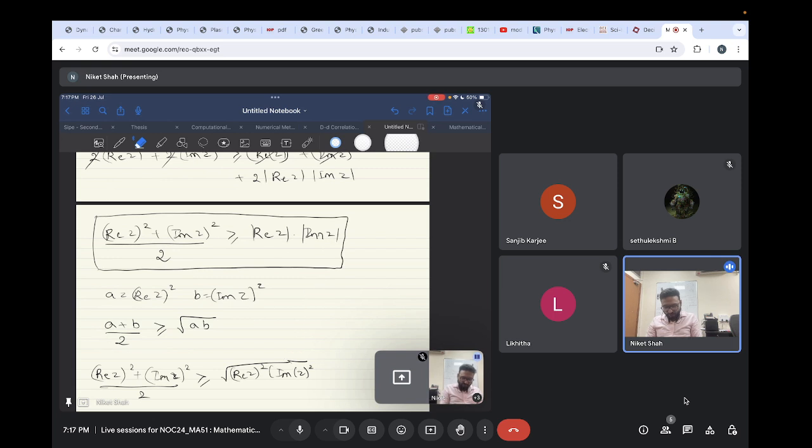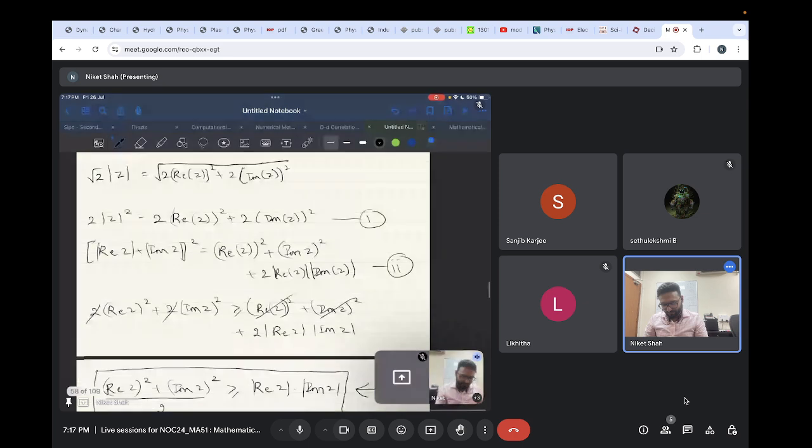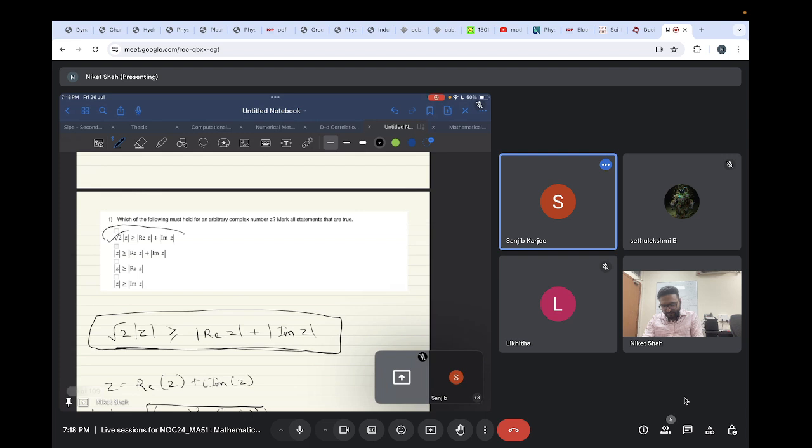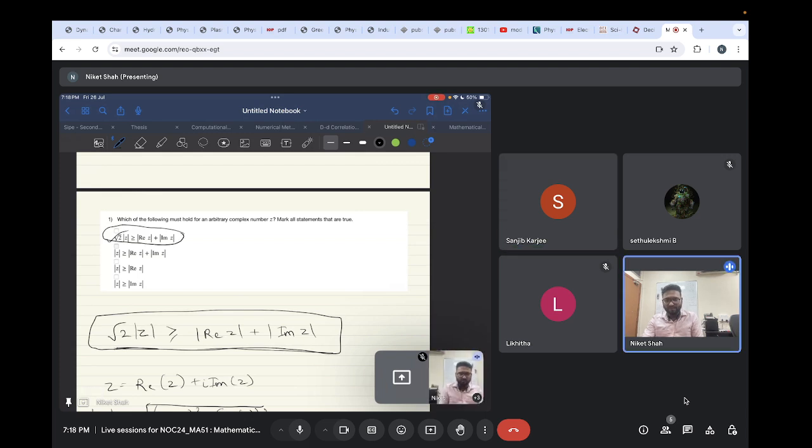So basically what I proved is that this particular inequality here, which I'm marking with an arrow, holds true for any complex number z. Hence, the statement that we started with, that square root of 2 mod z is greater than or equal to real part of z mod plus imaginary part of z mod, holds true for all z. Is that convincing? Is that okay? Which means that Statement 1 is true. That is what we proved.